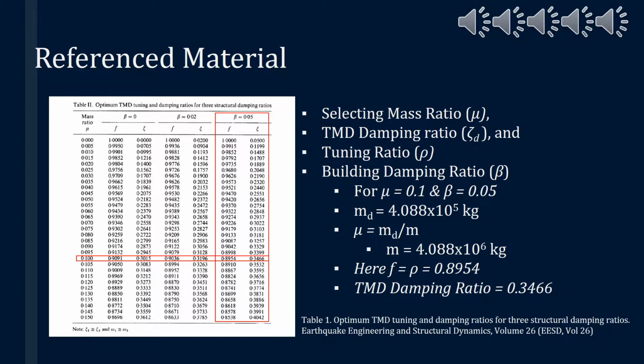To determine the values of the parameters in our system, we referenced Table 2, which shows the optimum TMD tuning and damping ratios. We decided to choose a mass ratio of 0.1 and a value of 0.05 for the damping ratio of the building structure.